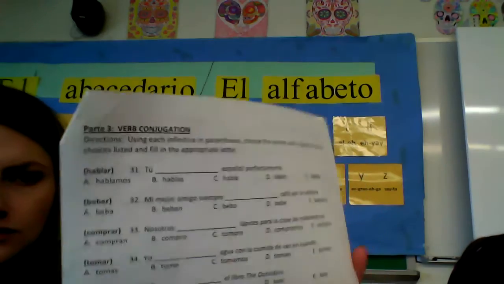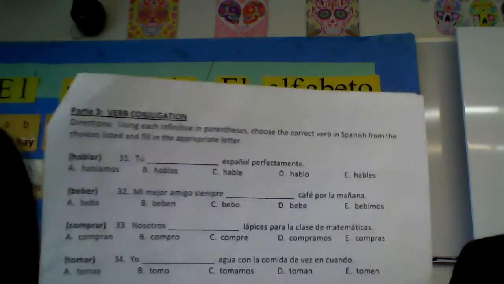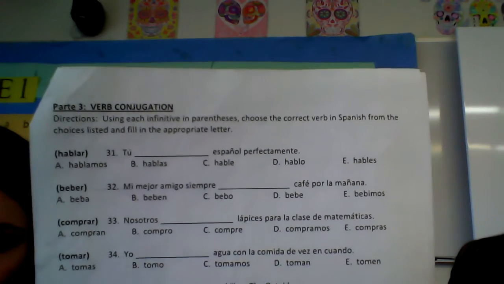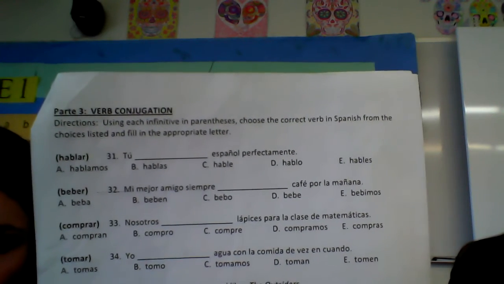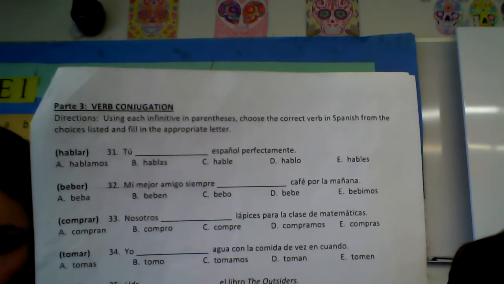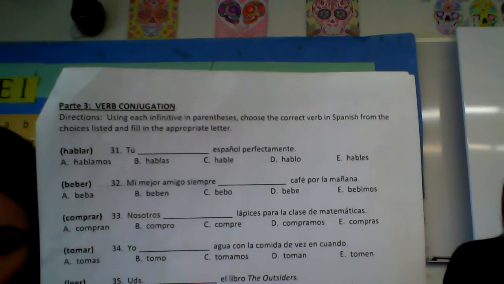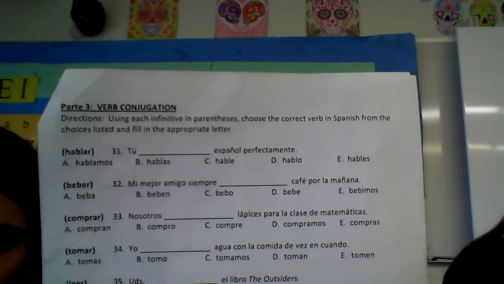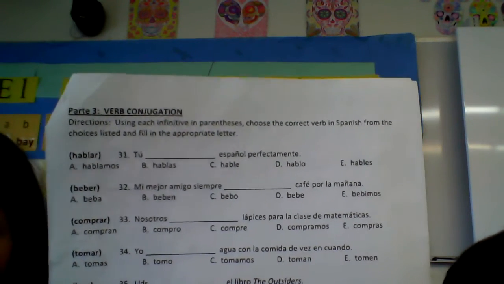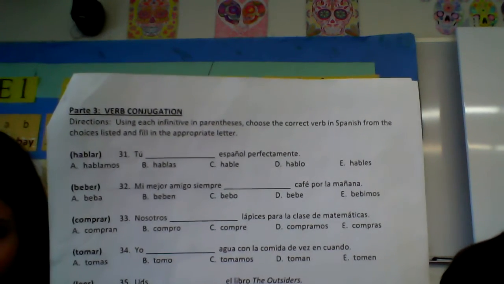Okay, the last page here of your test includes numbers 31 through 40. And number 31 wants the tú form of the verb hablar. They give you hablamos, hablas, hable, hablo, hables. Remember to look if it's an AR, ER, or IR verb ending so that you don't pick E endings for an AR verb or A endings for an ER or IR verb. Make sure you look at the endings, and they want the tú form, and it's an AR verb. So pick the one that's the tú form for the AR verb hablar, and bubble that letter in for number 31.